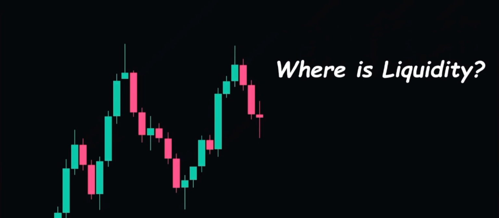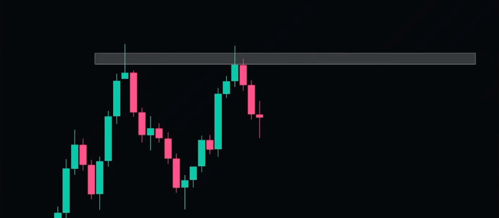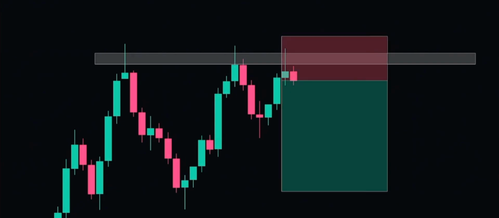In another example, imagine smart money wants to sell this pair. To do that, they need liquidity to fill their large orders. So, where is the liquidity? Liquidity exists where retail traders enter the market. Here, we have an area of resistance that has rejected the price multiple times. If the price returns to this zone, many traders will go short, placing their stop losses just above it. This means the liquidity is above the zone. To hunt these stops, smart money needs to push the price higher to trigger the stop losses and fill their orders.